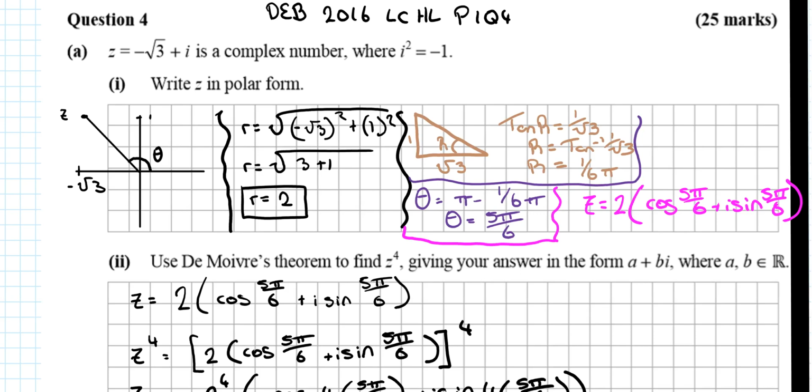So I'm looking at DEB 2016 Leaving Cert Higher Level Maths Paper 1, Question 4. It's a complex numbers question. The first one says z is equal to minus root 3 plus i, a complex number. Write z in polar form.